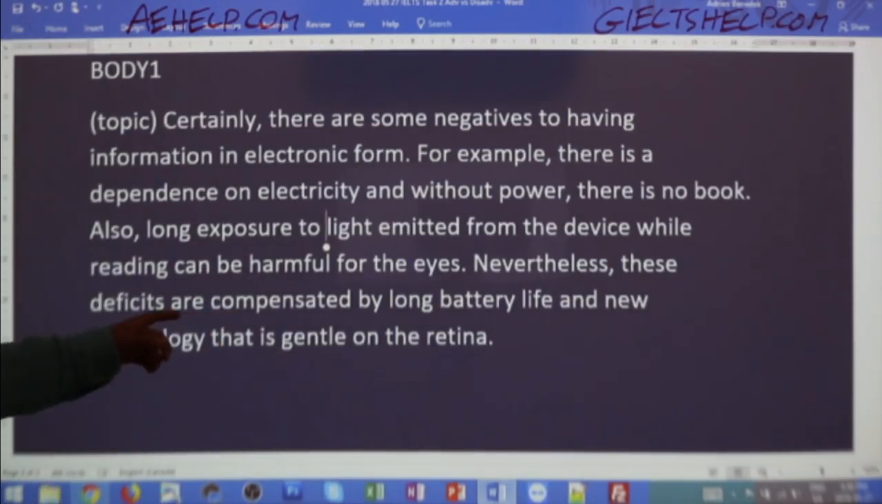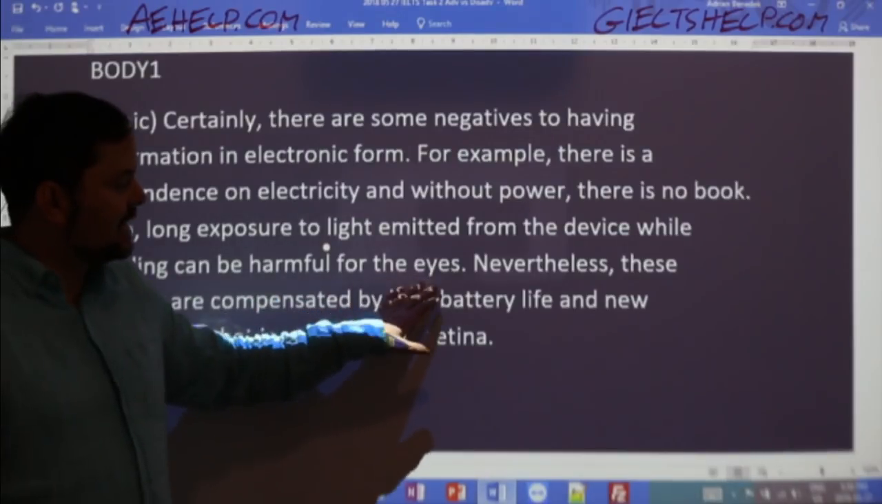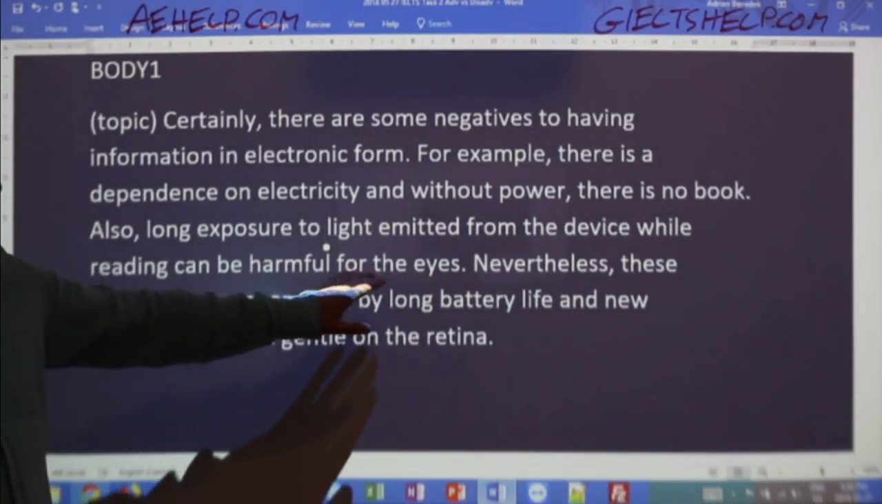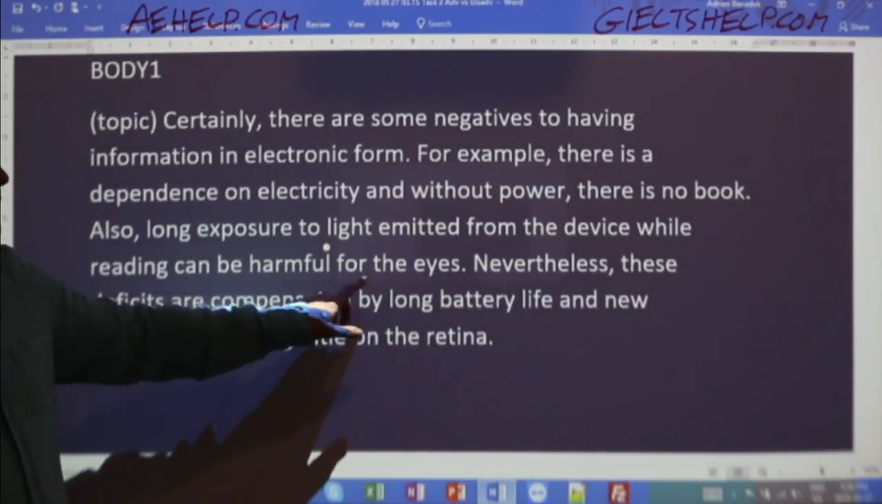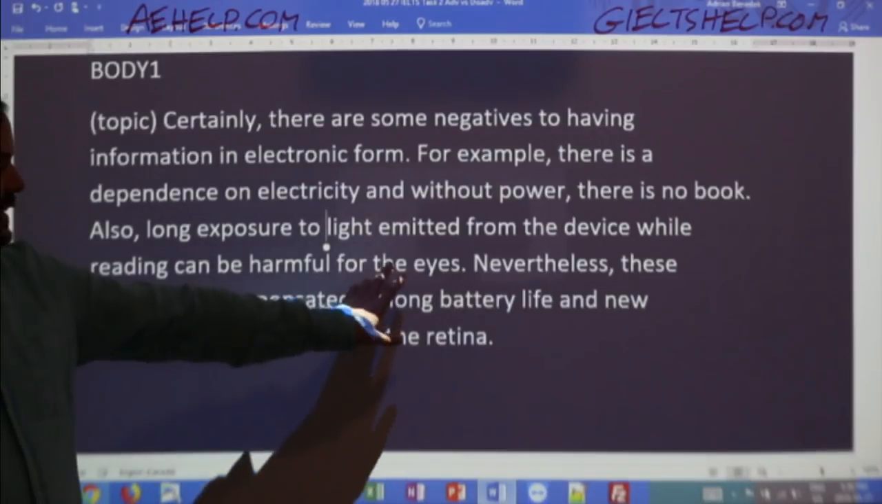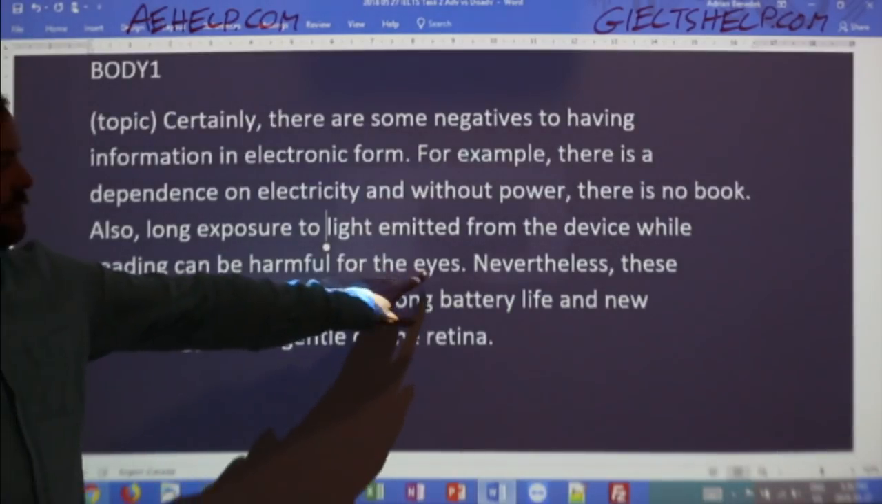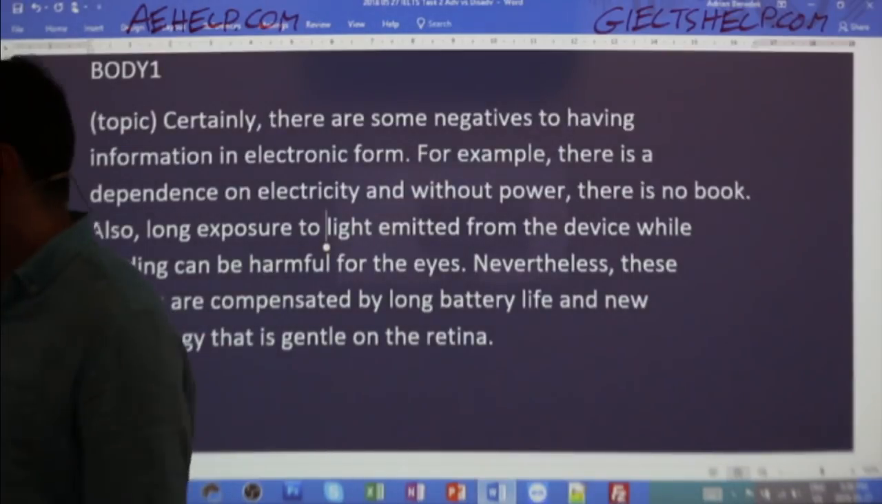The light emitted from the device while reading can be harmful for the eyes. Here it has to be the, because they are the unique eyes of the reader. So in this case, you need the, but I thought you were talking about this one. This one, you don't need the. Here you need the, because it's the eyes of the reader. Okay? All right.